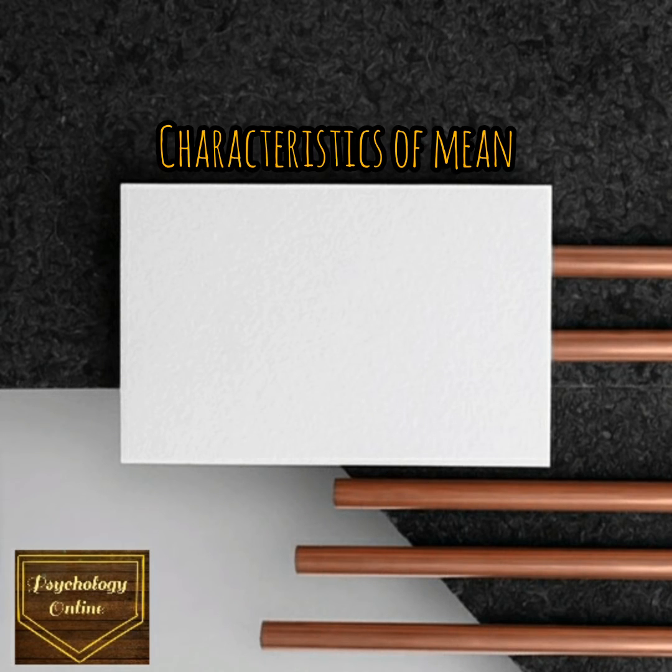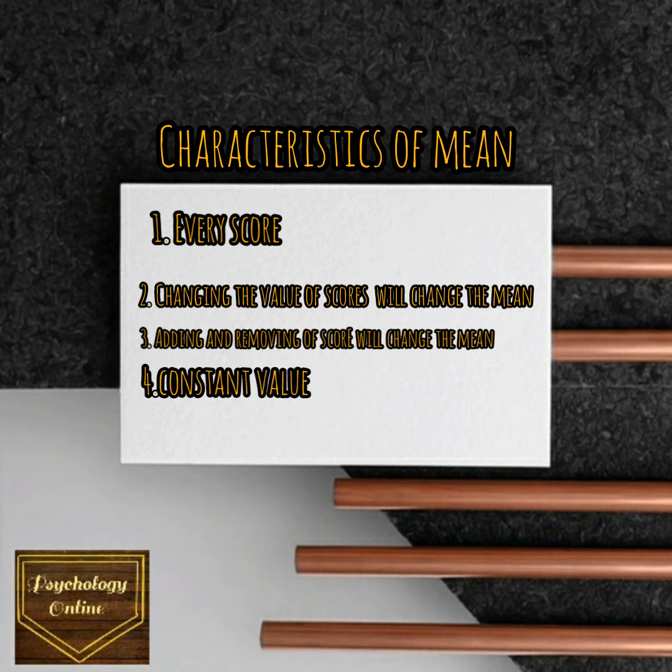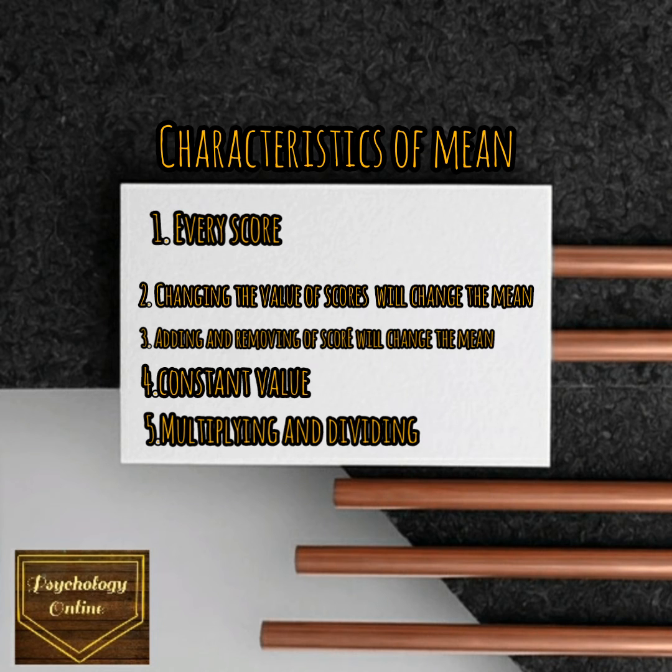There are basically 5 characteristics. First one is, every score in the distribution contributes to the value of mean. Secondly, changing the value of one score will change the mean. Thirdly, adding a new score or removing an existing one will usually change the mean. Fourthly, if a constant value is added to every score, then the same constant value will be added to the mean. Lastly, if every score in a distribution is multiplied or divided by a constant value, then the mean will change the same way.